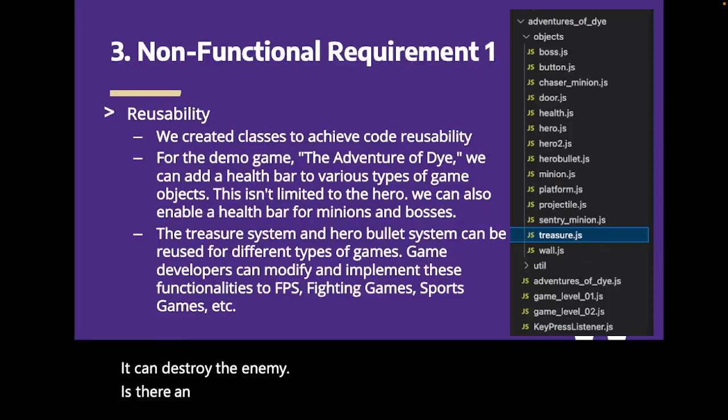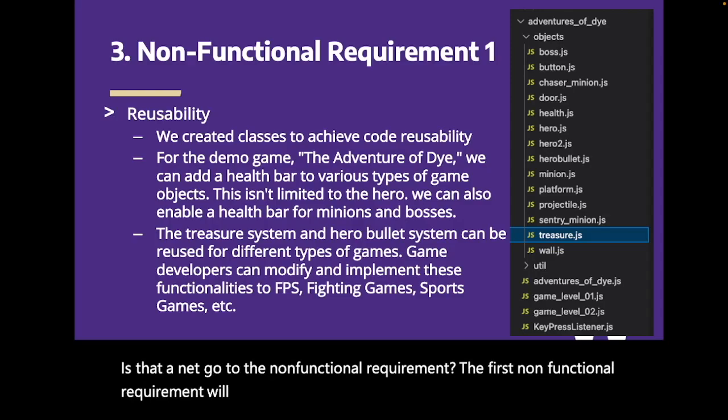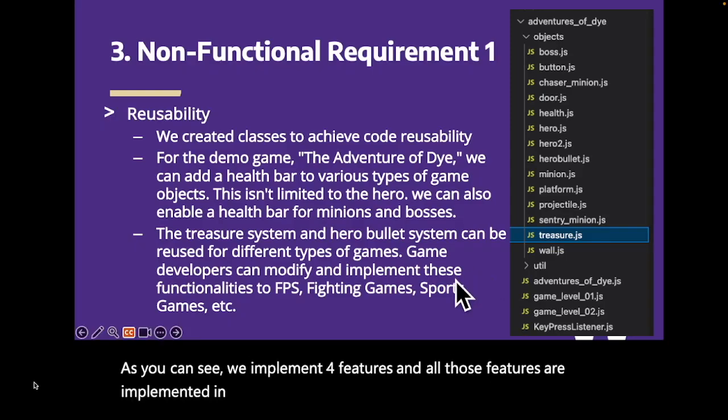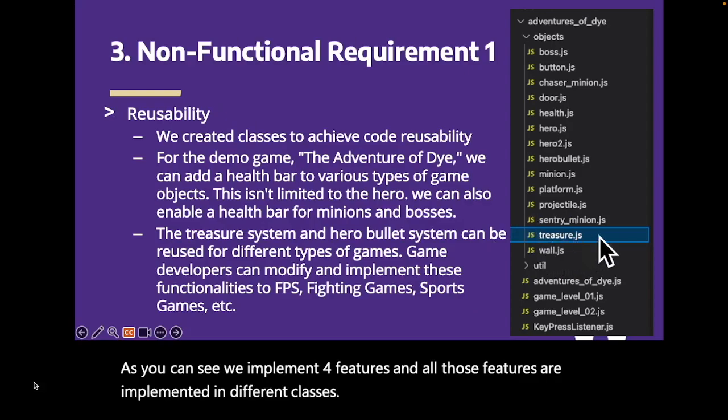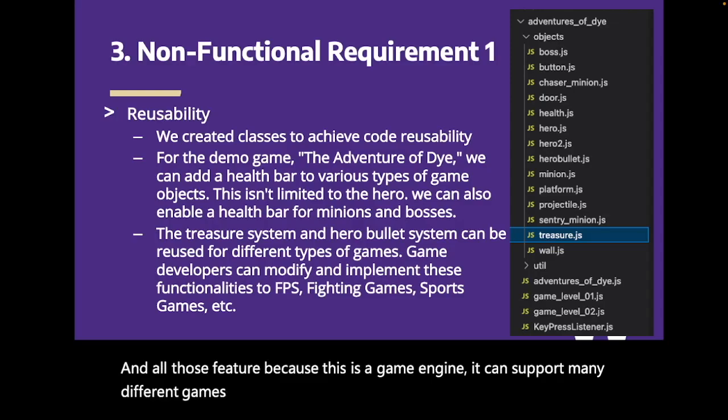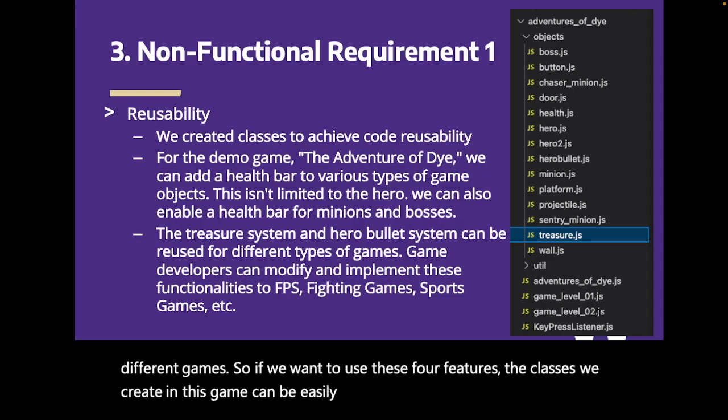Then let's go to the non-functional requirements. The first non-functional requirement we implement is reusability. As you can see, we implement 4 features, and all those features are implemented in different classes. Because this is a game engine, it can support many different games. So if we want to use these 4 features, the classes we create in this game can be easily reused in another game.